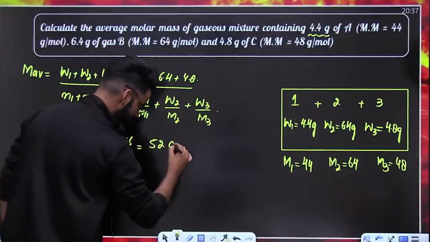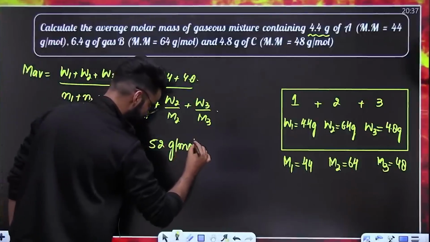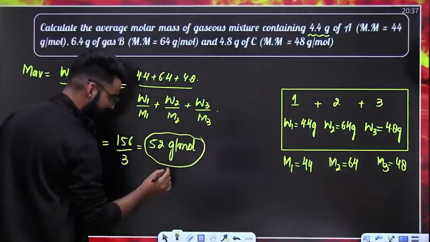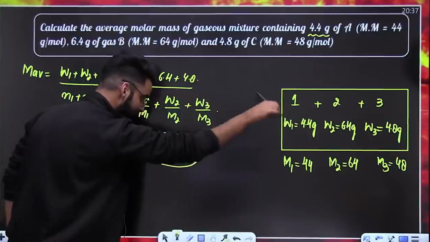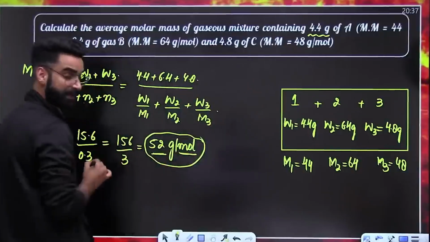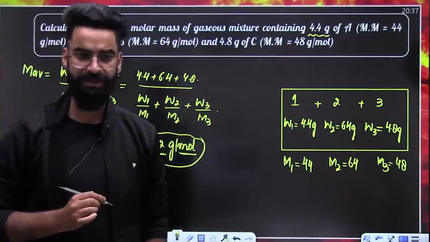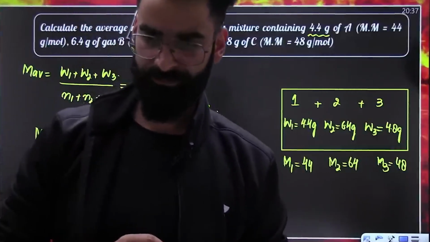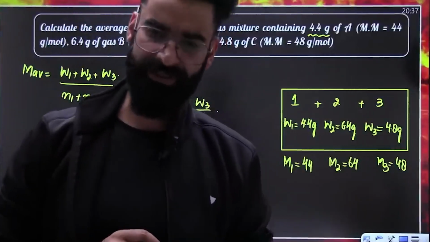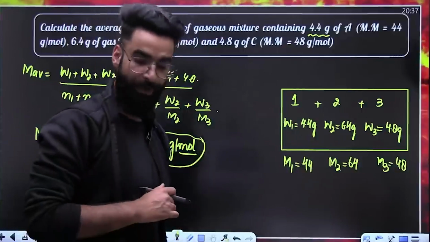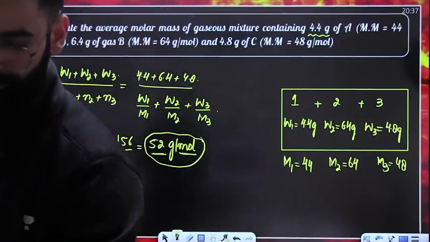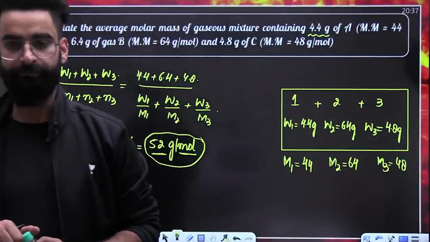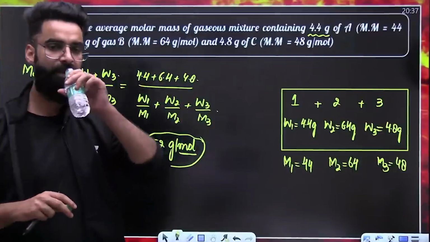Since we are calculating molar mass, its units are supposed to be in grams per mole. So I can say the mass of 1 mole of the gaseous mixture will be simply 52 grams. Is this clear to everyone? Quickly let me know in the chat. Yes, Chandru, you can get the previous class. Quickly let me know in the chat if this is clear to everyone.